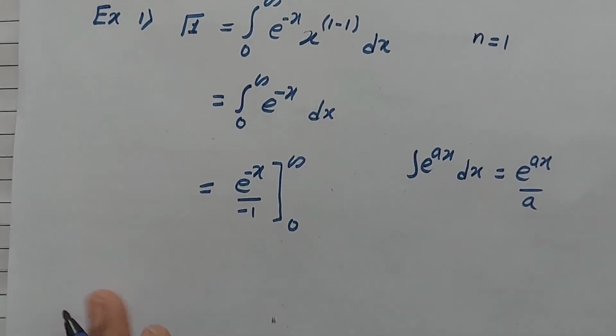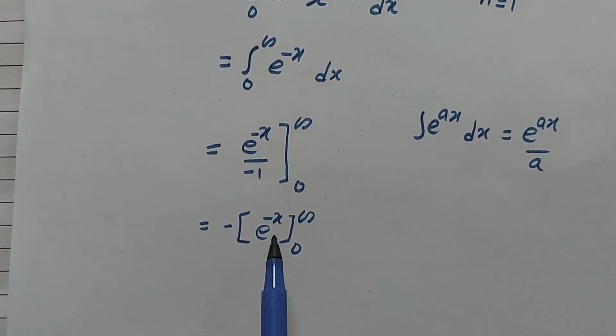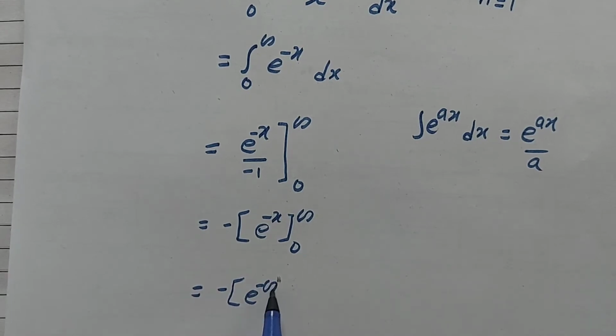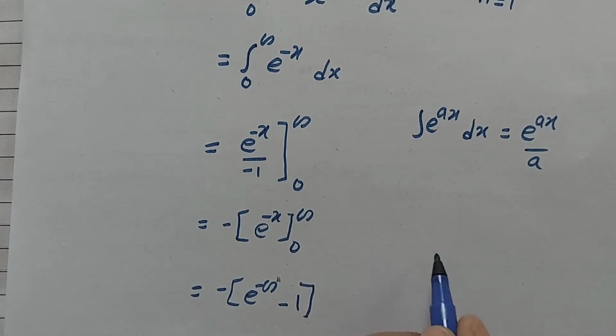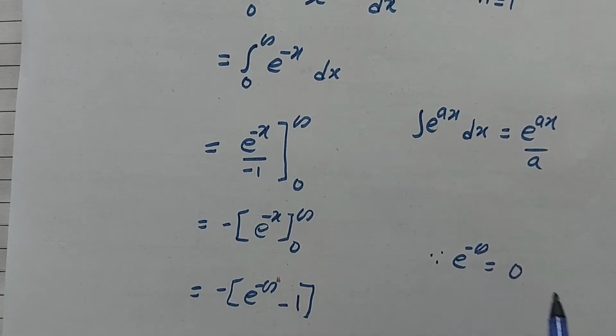Now if we take this minus sign out, it is simply minus e raised to power minus x, integral 0 to infinity. Put upper limit minus lower limit. If we put the upper limit, that is infinity, instead of x, here it is e raised to power minus infinity, minus e raised to power 0, which is 1. But here e raised to power minus infinity is equal to 0.